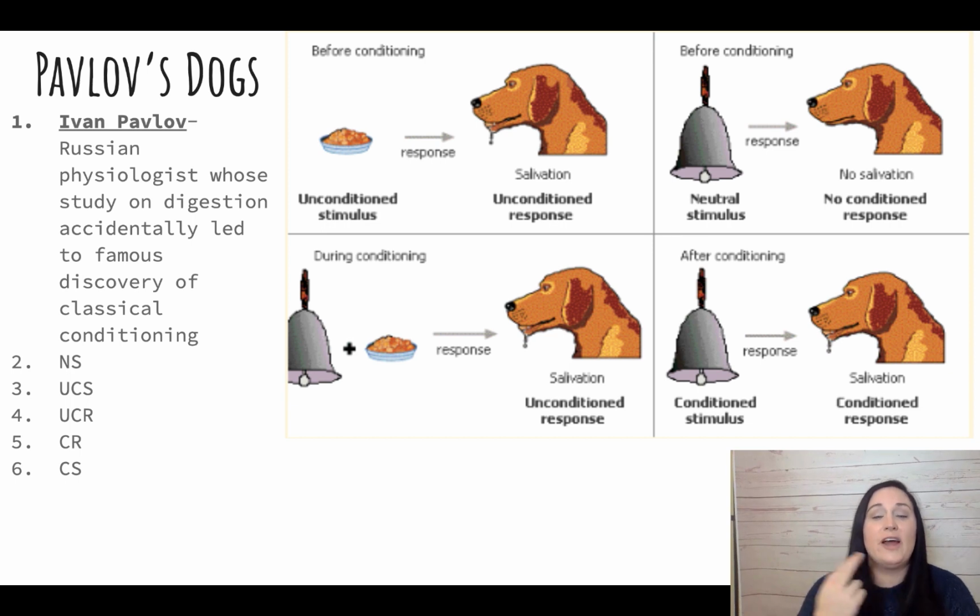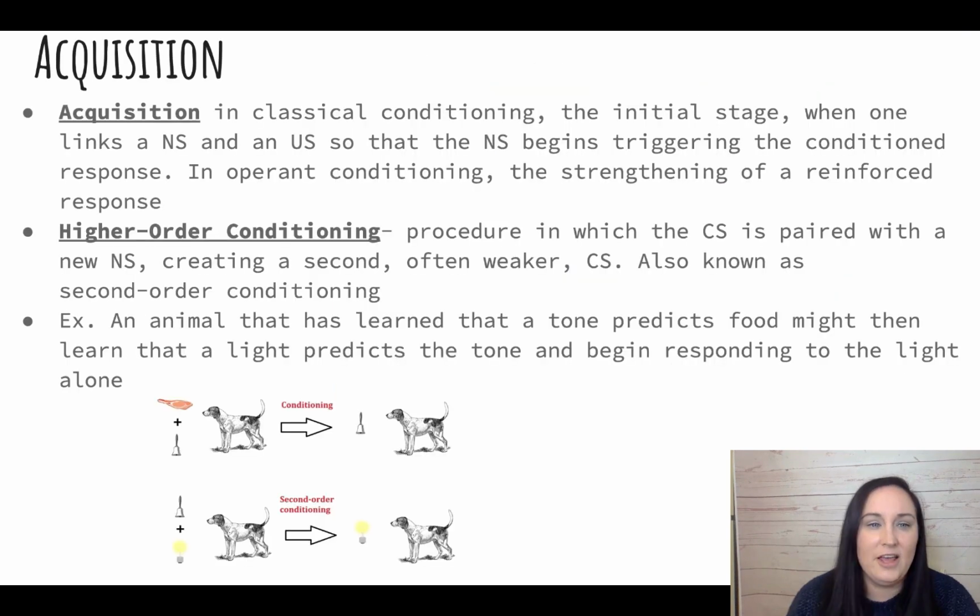Okay, so now they are starting to associate. They're having that acquisition moment where they're realizing there's a link here between that sound and my food. And once they have learned that, so that's after conditioning, now it's just that sound of the bell and they start salivating. That is when we link a neutral stimulus and an unconditioned stimulus.